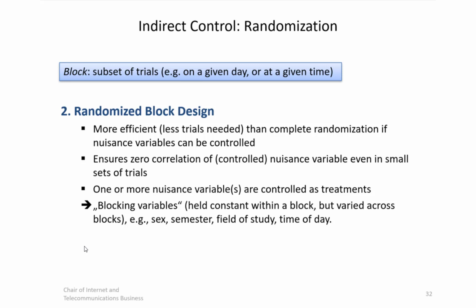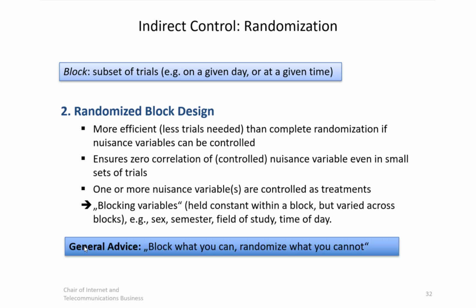Next, it also ensures zero correlation of nuisance or controlled nuisance variables even in small sets of trials, and one or more nuisance variables can be controlled as treatments. Blocking variables hold constants within a block but vary across blocks; sex, semester, field of study, etc. can be one way to do so. Okay, so general advice: try to block what you can and randomize what you cannot.